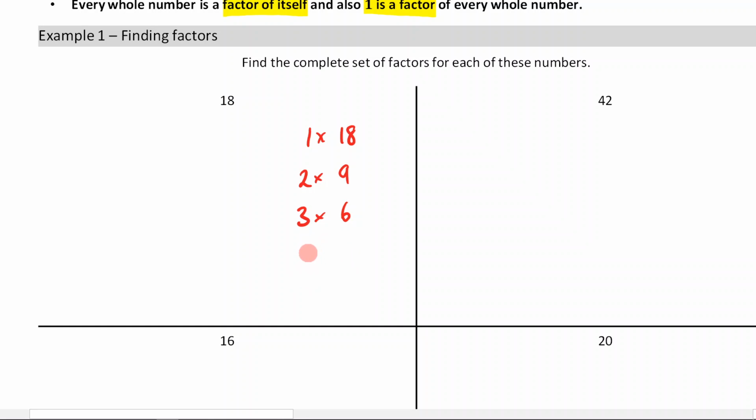How about 5? Does 5 times anything work? Nope. And then if we go 6, it would be 6 times 3, right? And that's just what we've got up here. So that means we stop. Once we've done it like this, the way that we write it out is we go 1 pairs up with 18, 2 pairs up with 9, 3 pairs up with 6. And that will be our answer: 1, 2, 3, 6, 9, 18.